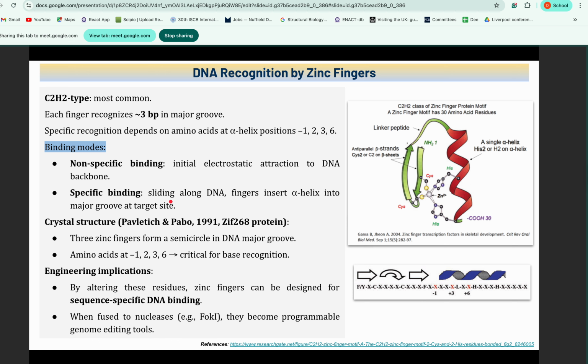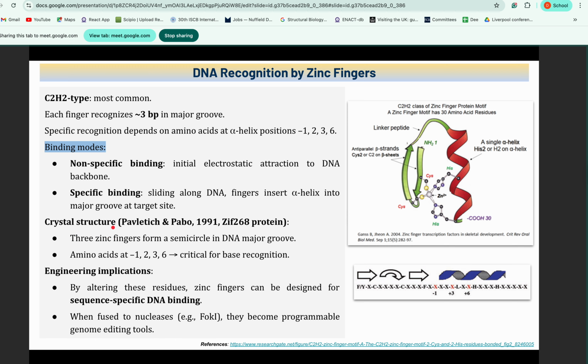Which means that as soon as this particular zinc finger motif comes, it will not directly bind to the region. Firstly, it will non-specifically bind to DNA, and then it will move till the point where it will identify its recognition sequence, where this particular alpha helix could bind to those three nucleotides.